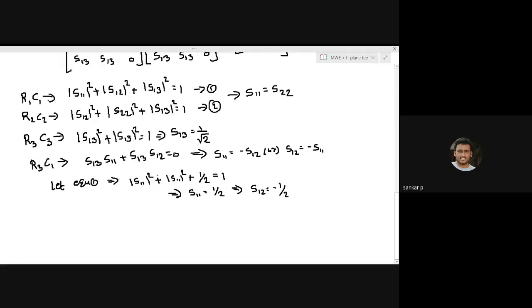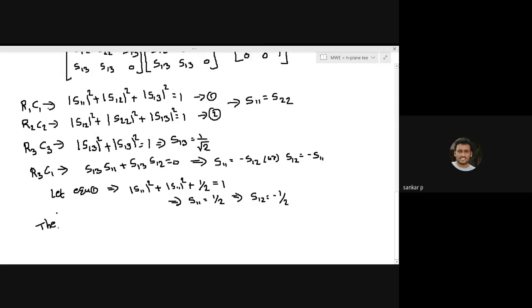Then S11 square plus S12 square, with S12 equal to minus S11, anyhow it will become positive. S11 square plus 1 by 2 equal to 1. Finally, S11 equal to 1 by 2, S12 equal to minus 1 by 2. We got it.